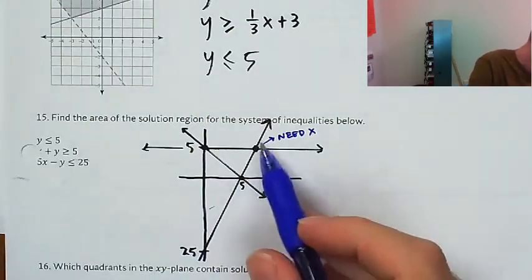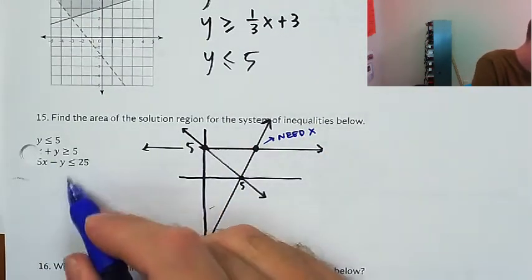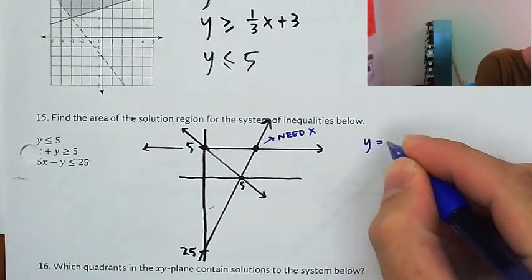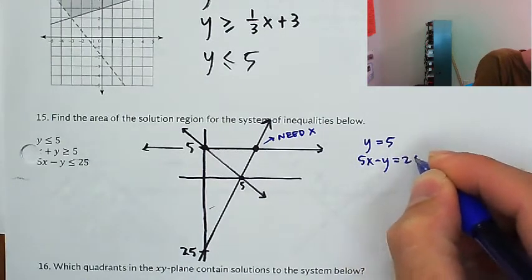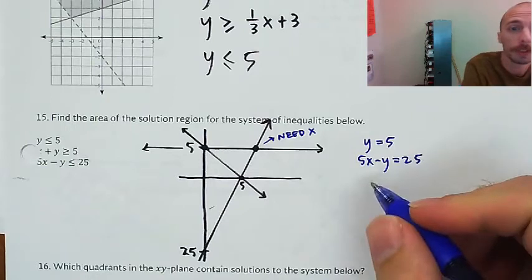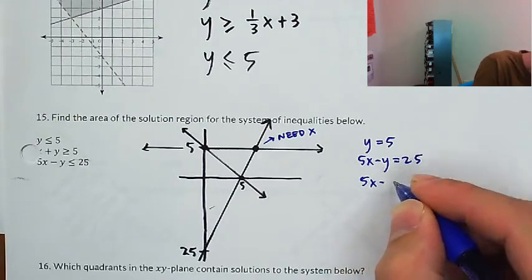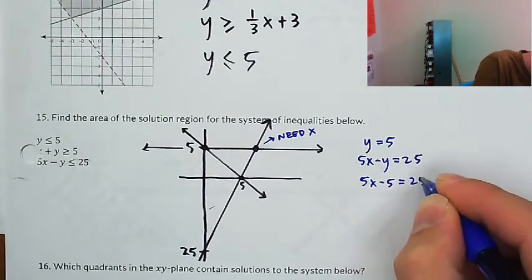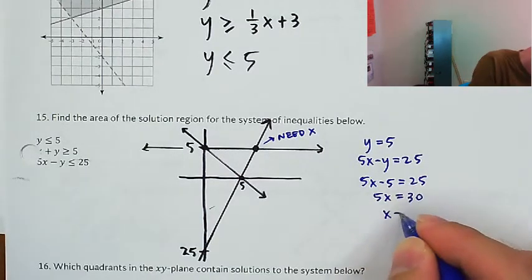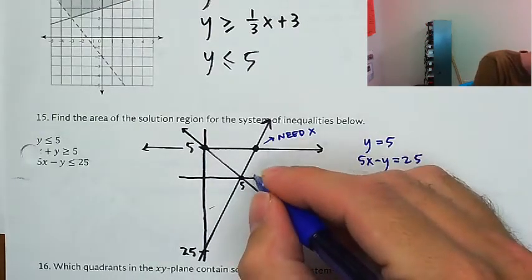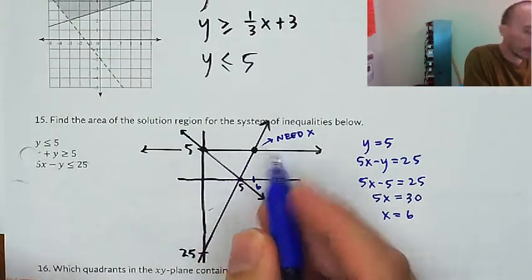So what we're going to do is say what ran into each other: y equals 5 and the steep line, 5x minus y equals 25. So we're going to solve the system y equals 5 and 5x minus y equals 25. I think I'm going to use substitution. I'm not going to use elimination on this, there's no point. I'm going to say 5x minus 5 equals 25. Then I'm going to add 5 to both sides, and that's 5x equals 30. I'm going to divide both sides by 5, and I get x equals 6. So I've got my x-coordinate. It's 6. So I now know that the width of the triangle is 6.